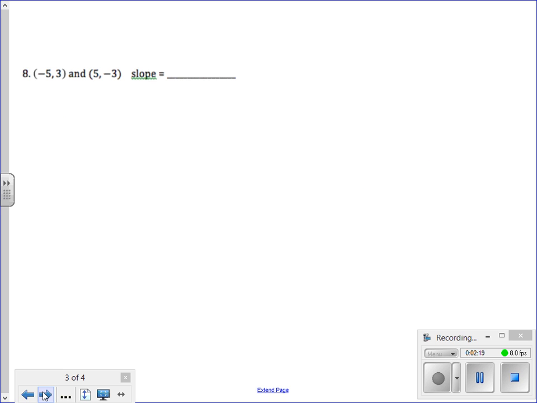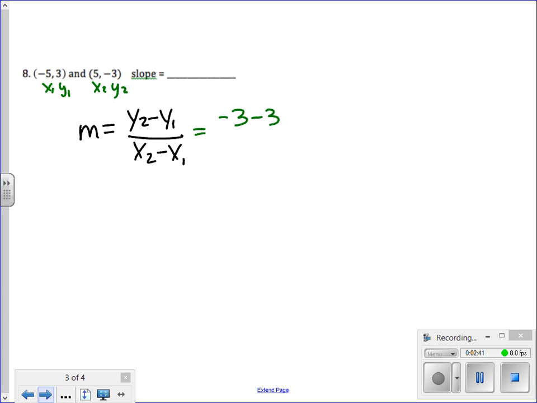Right? Number 8 here. Let's look at this one. So again, I'm still using the same slope formula that I was using the last time. The change in y's over the change in x's. I label each point x1 and y1, x2 and y2, and I put them into the slope formula. So I start with negative 3 minus 3 over 5 minus negative 5. We need to be really careful. There's a lot of negatives in this problem.